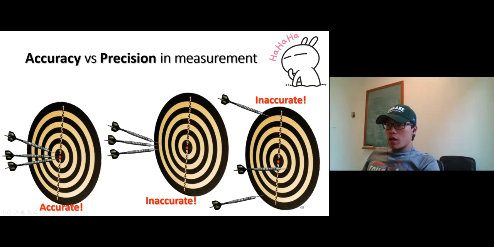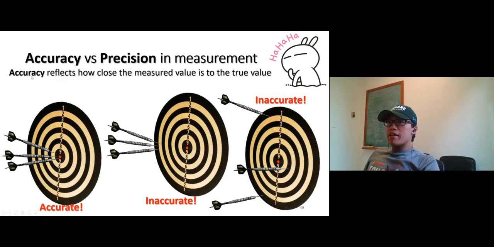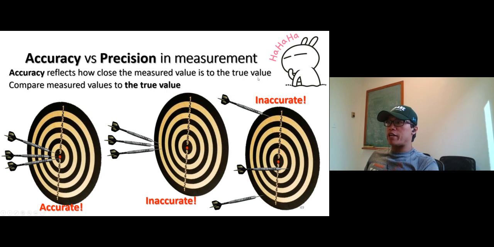Well, we compare all the positions of these darts to the middle, right? In the measurement, the accuracy reflects how close the measured value is to the true value. So we have to compare all these measured values to the true value. That's the accuracy. Precision is different.